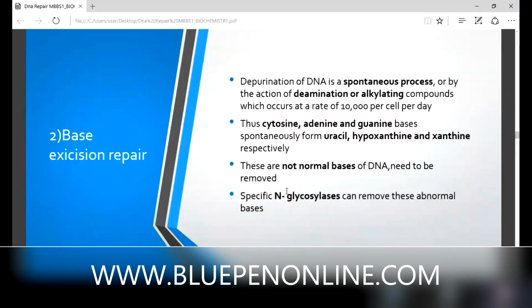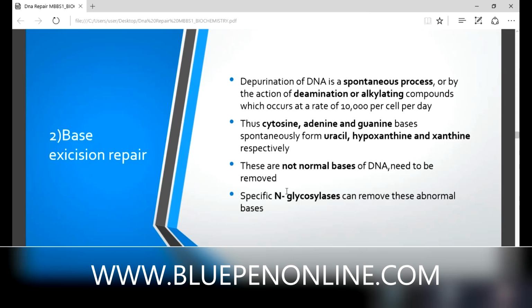These abnormal bases are not normal bases of DNA, so we have to remove them. What happens in mismatch repair? Mismatching of base pairs occurs: adenine with cytosine, or cytosine with thymine instead of guanine. That is mismatch repair. What is the difference between mismatch repair and base excision repair? In base excision repair, the bases spontaneously form uracil, hypoxanthine and xanthine.